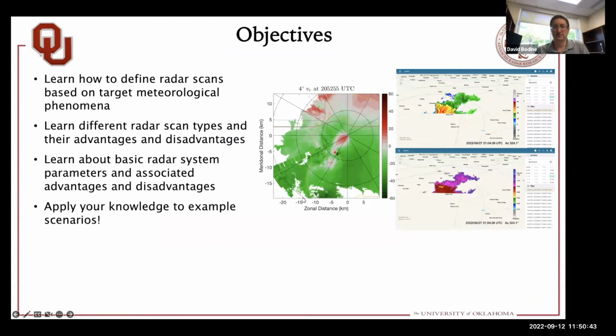So the goal of this presentation is to give you some idea of how we define radar scans for different meteorological phenomena and learn some of the advantages and the disadvantages for using these. I'll also talk briefly about some of the radar system parameters that we configure so that you have some idea of what the best options are. And then we'll do a couple of quick examples too, so you can apply your knowledge to some real life scenarios.